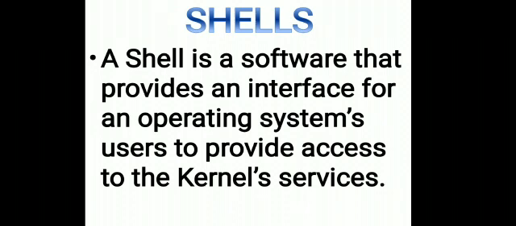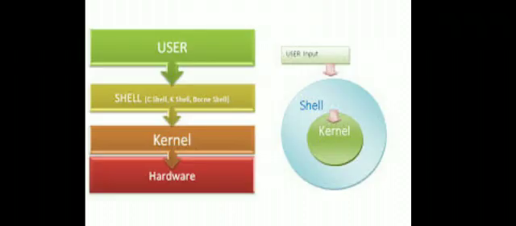Next we see the fifth type of system software, which is a shell. What is a shell? A shell is software that provides an interface for the operating system user to access kernel services. It is an interface between the user and the kernel services. What are kernel services? The kernel is the central part of the operating system that manages the operation of the computer and hardware.